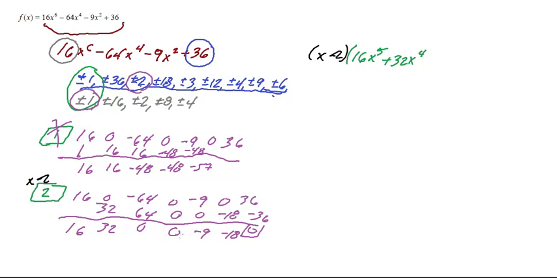And then 0x to the 3rd, 0x to the 2nd, minus 9x. I'm sorry, hold on. 4th, 3rd, 2nd, 1st, negative 9x, minus 18.